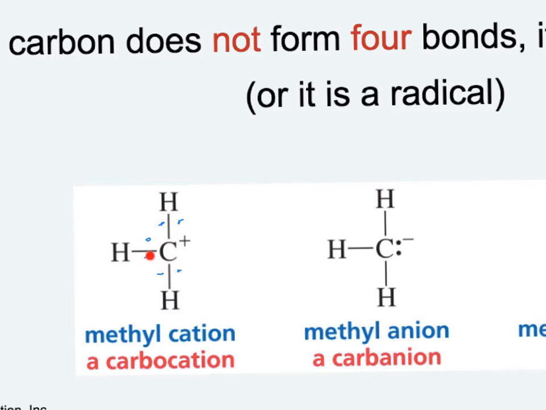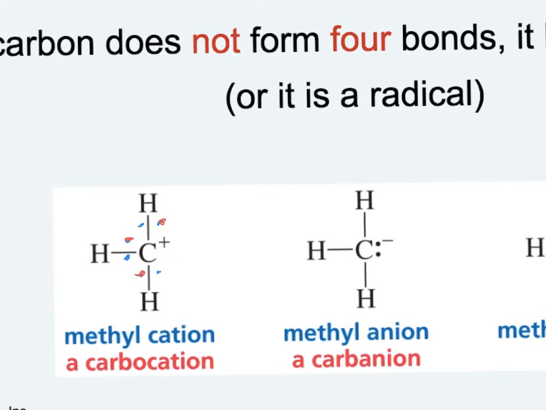Each of these bonds is a covalent bond. So 1 electron, we'll make the red ones the carbon ones. So this carbon's missing one of its valence electrons, therefore it has a plus charge. So carbon with 3 bonds, not a full octet, plus charge.